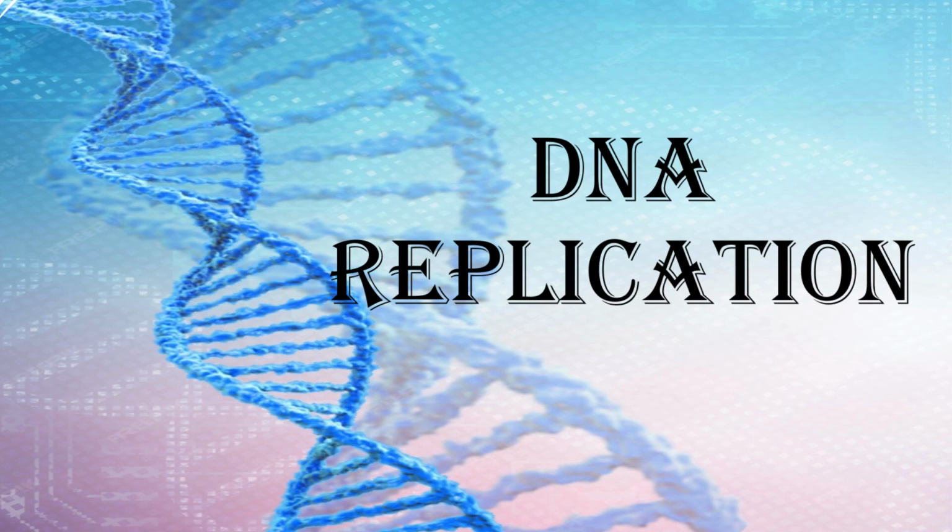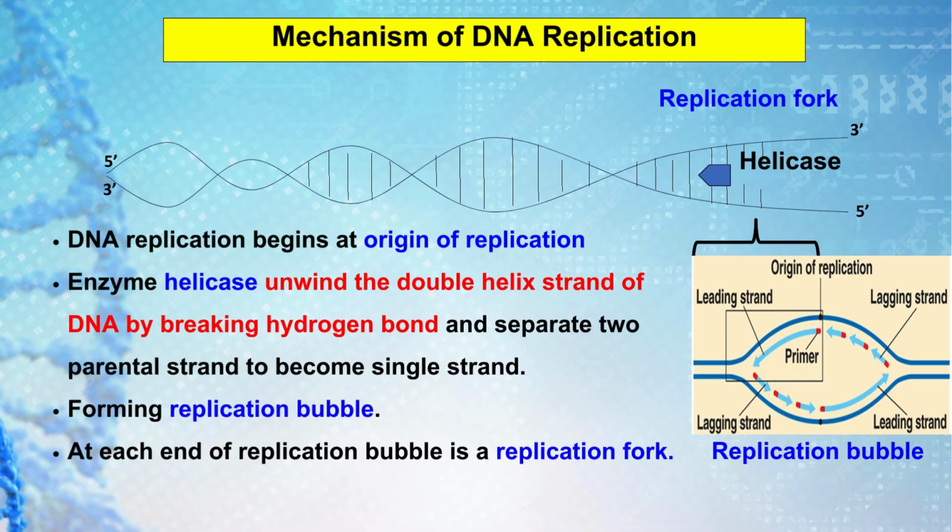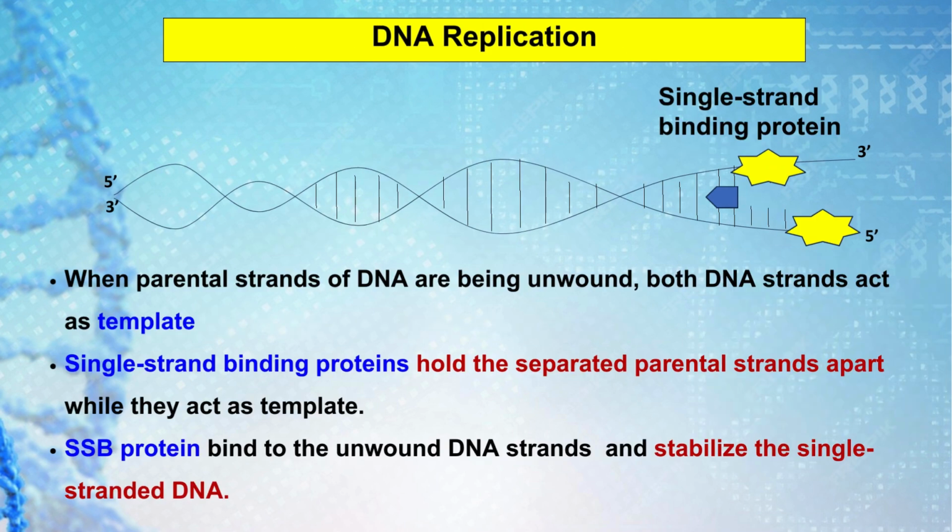DNA replication. DNA replication begins at the origin of replication. The enzyme helicase unwinds the double helix strand of DNA by breaking hydrogen bonds and separates the two parental strands to become single strands, forming a replication bubble. At each end of the replication bubble is a replication fork.